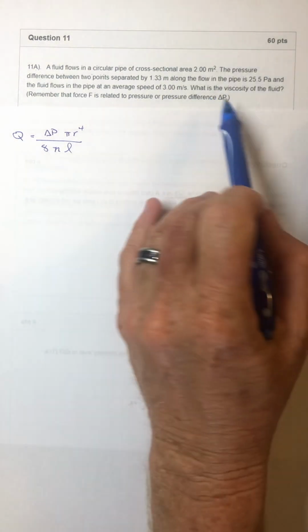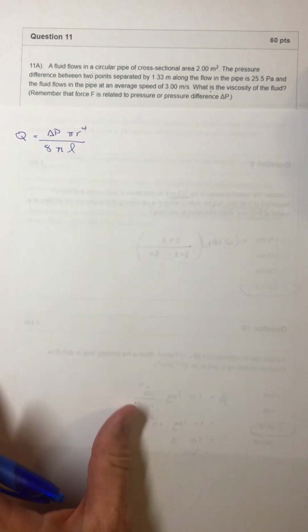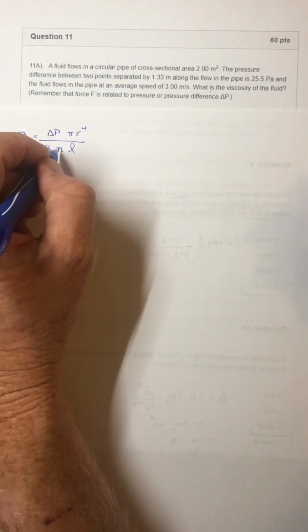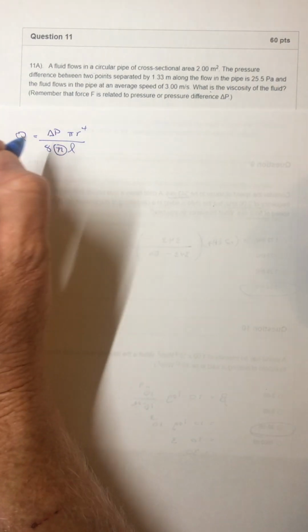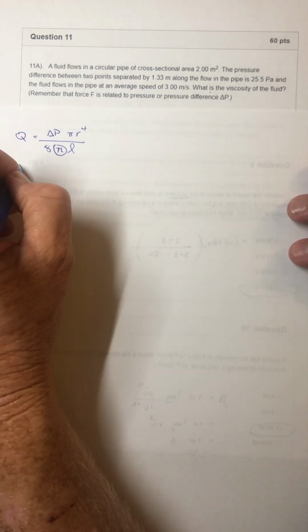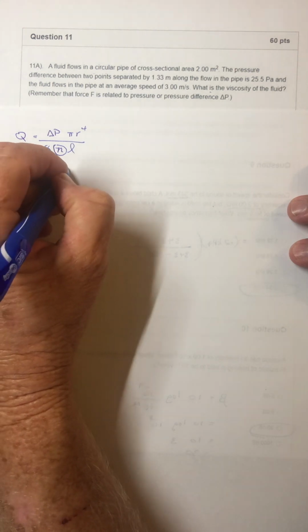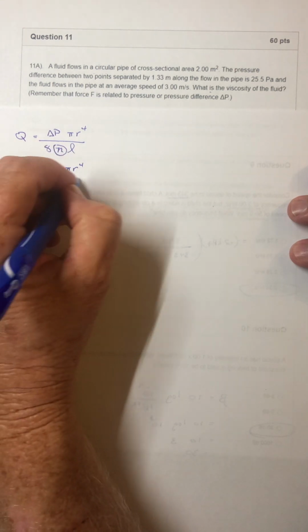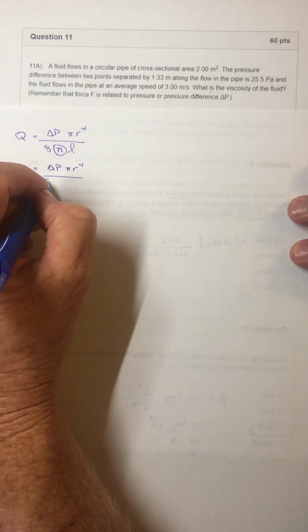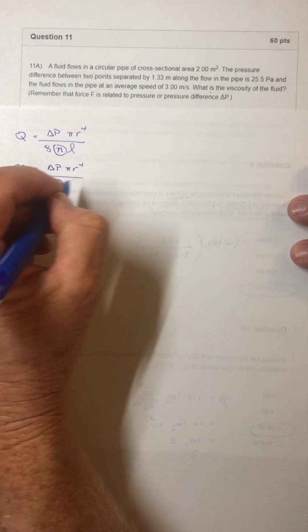Okay, then it says what is the viscosity. So the viscosity is this little eta I'm looking for here. So maybe I'll write it that way. Here's eta. So this is going to be the pressure difference times pi r to the 4th over 8, and I'll just move the eta here and the flow rate down here.